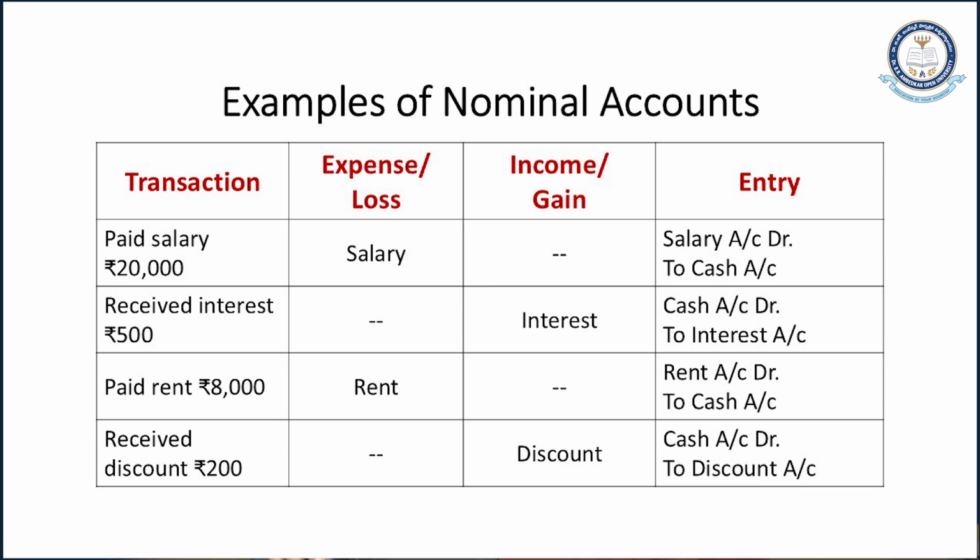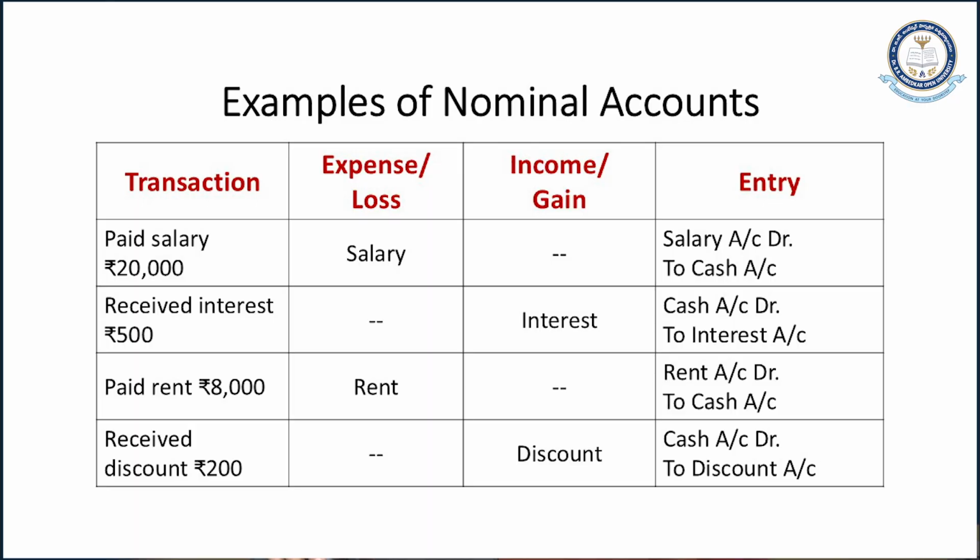Next example, paid rent of 8,000. Rent is an expense. Rent is not income. Here we are paying the rent. We are paying the money for the rent, right? 8,000. So any kind of expense or loss, how are we dealing with it? Any expense is debited. And what is going out? The cash is going out as well. So cash will be credited here. So the transaction is rent account debited to cash account for 8,000 each.